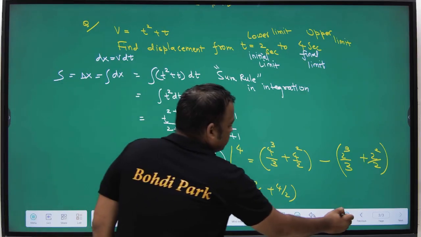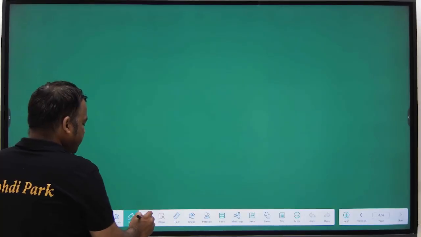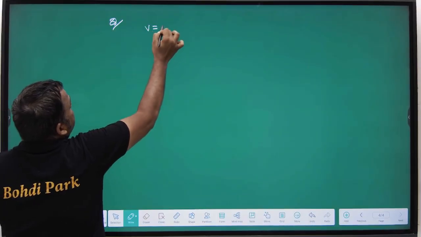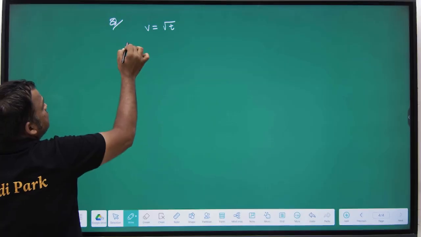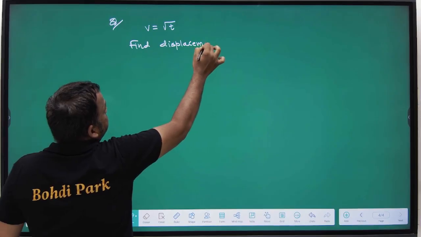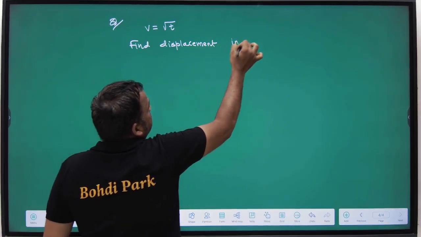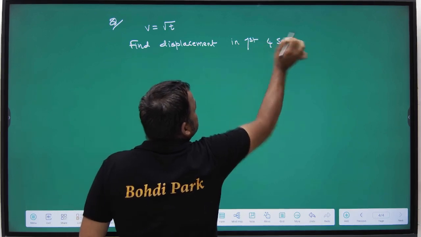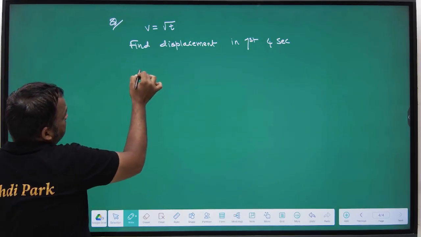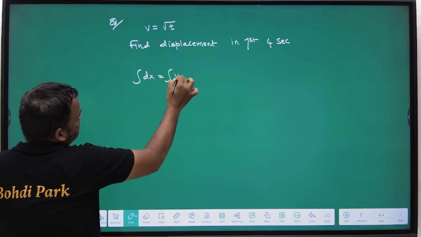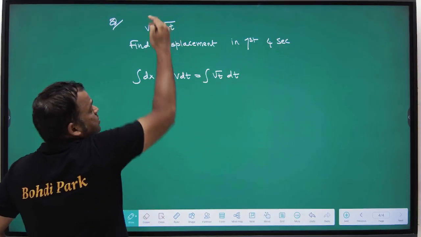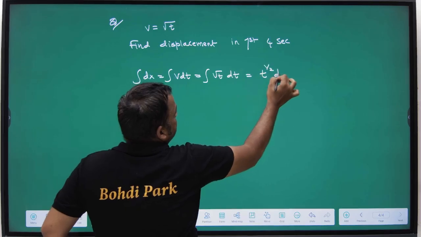Next, let's take an example from fractional power. Suppose we have v is equal to square root of t, and the question is: find displacement in first 4 seconds. So the same formula we will use. It will be equal to integration of dx, which is integration of v dt, which is integration of root t dt, because v is given as root t. So that is t raised to 1 by 2 dt.